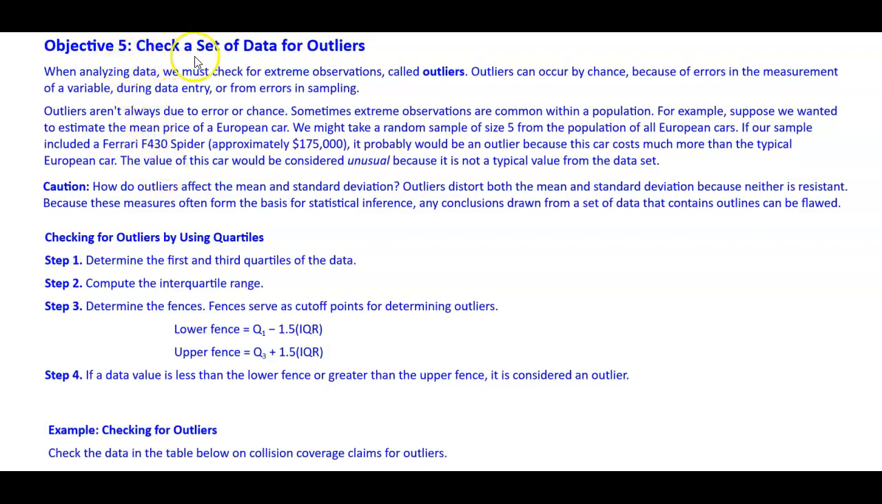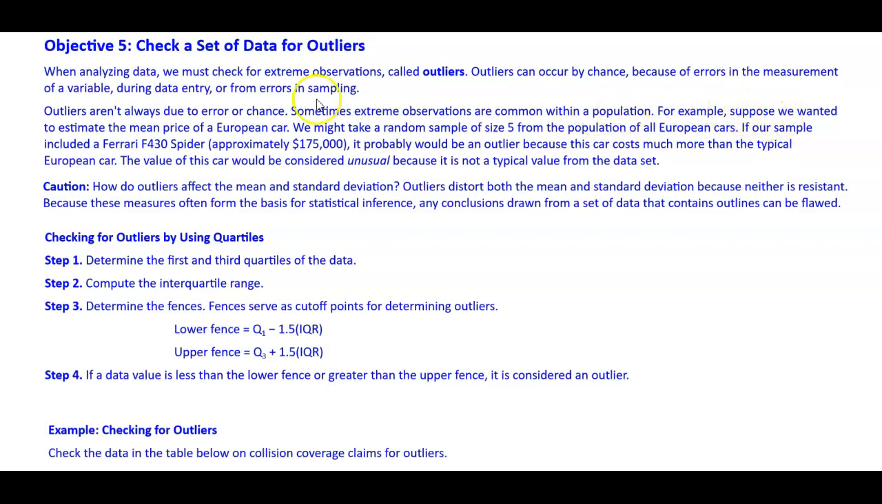Objective 5. Check a set of data for outliers. When analyzing data, we must check for extreme observations called outliers. Outliers can occur by chance, because of errors in the measurement of a variable during data entry, or from errors in sampling. Outliers aren't always due to error or chance. Sometimes extreme observations are common within a population.